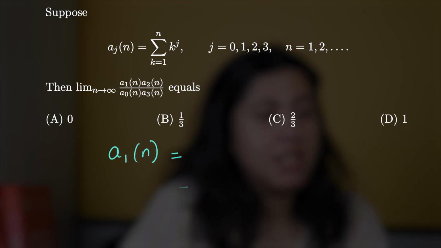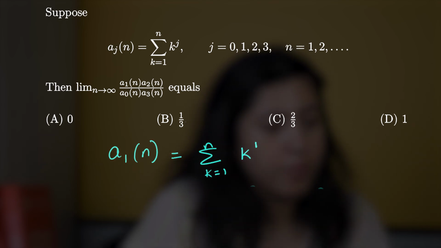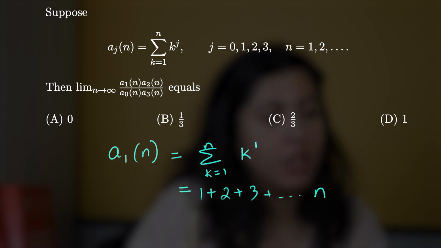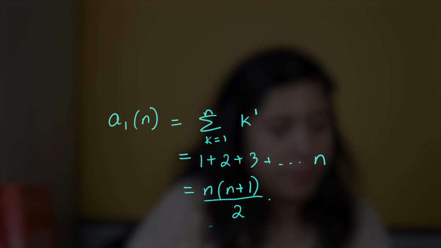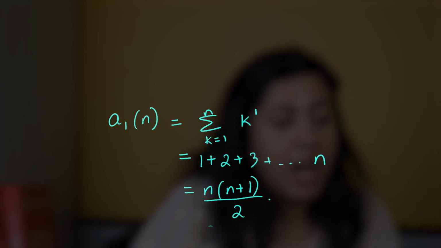a1n, that means the value of j, the power, is equal to 1, from k is equal to 1 till n. That is simply the sum of first n natural numbers, 1 plus 2 plus 3 plus so on till n. And that is given by n into n plus 1 by 2. And as we discussed earlier, we have this from the formula of arithmetic progression where first term and common difference are equal to 1.